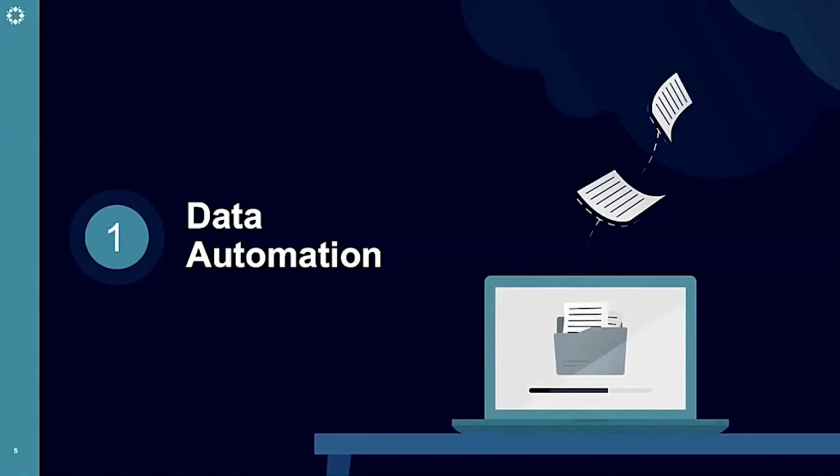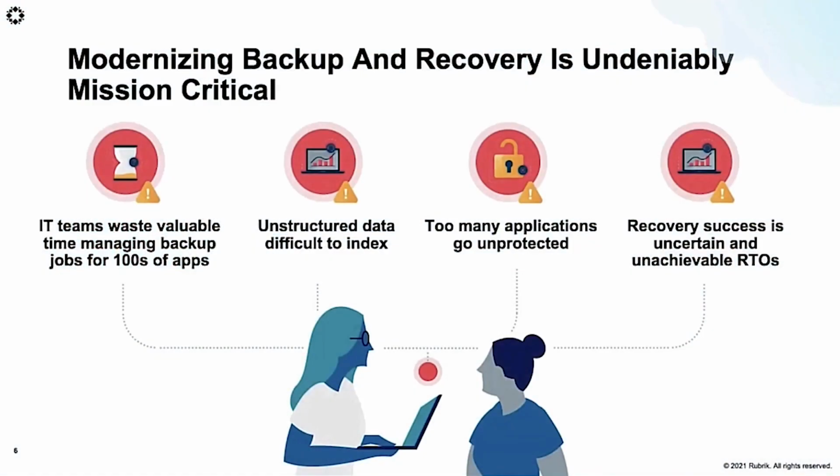So let's start with data automation. IT teams waste a lot of valuable time managing backups for hundreds of apps. They typically have to rerun backup jobs when they fail, clean up snapshots, do a lot of auditing. Unstructured data is super difficult to index and it becomes very hard to recover just single files that you need. And then too many applications go underprotected, kind of like what we were just talking about with the zero trust, right? And then recovery success is not guaranteed. It's also, with a lot of customers, very uncertain. And a lot of customers are also having unachievable RTOs in the process.